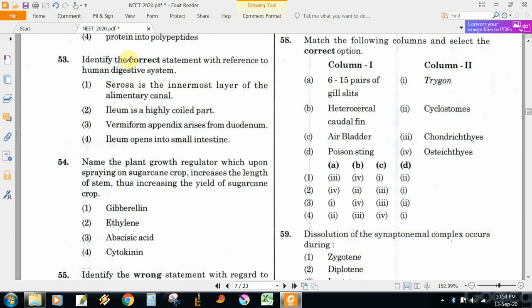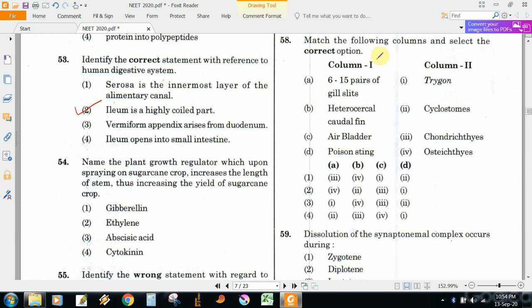Moving on, identify the correct statement with reference to the human digestive system. So the first one is serosa is the innermost layer of the alimentary canal. No, it is the outermost. The second statement is ileum is a highly coiled part. Exactly. Again, the second statement is the right one.